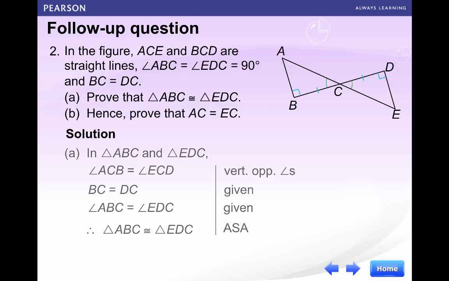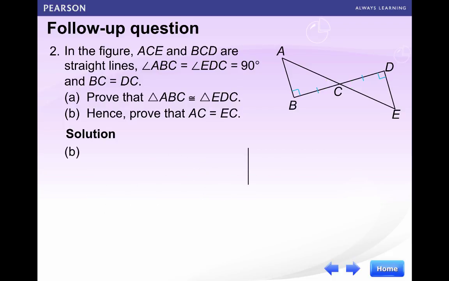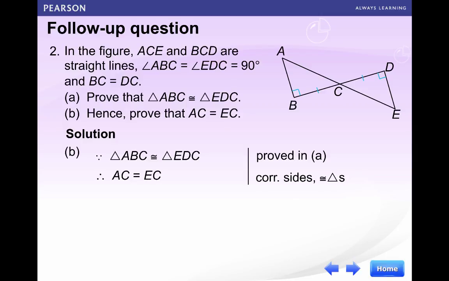And for part B, because we know that these two triangles are congruent, which is proved in A, therefore the corresponding sides will be the same. So AC equals EC. The reason is corresponding sides congruent triangles.